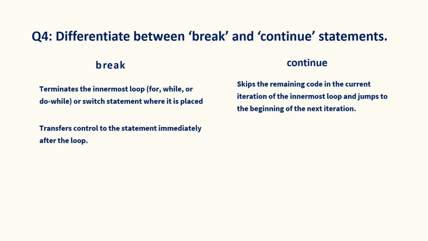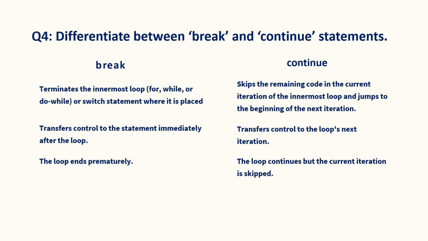Upon invoking, the break statement transfers control to the statement immediately after the loop. With continue, control moves to the start of the next iteration of the loop. Using break indeed causes the loop to end prematurely. When using continue, the loop itself doesn't end but the current iteration is skipped.